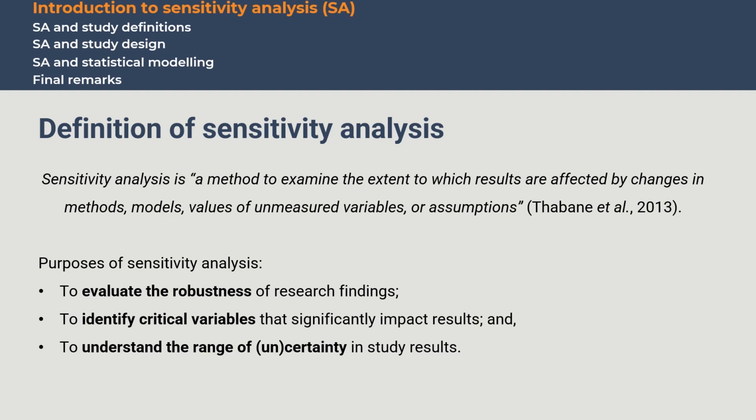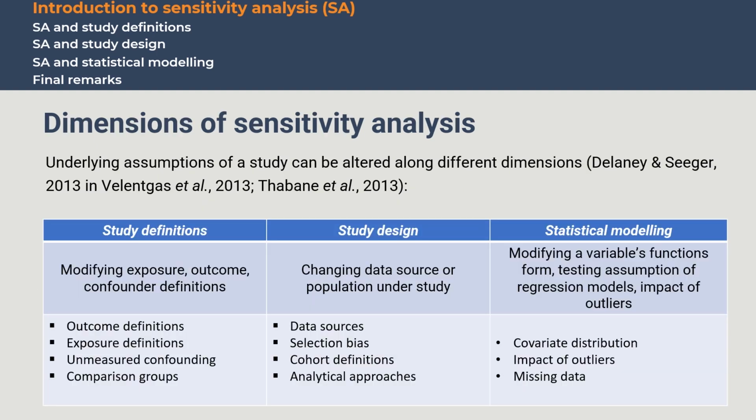Joseph Delaney and John Seeger, and Tavan and colleagues, define and mention multiple instances that may require sensitivity analysis, which are grouped in different dimensions or types of sensitivity analysis. The first dimension is related to the study definitions, and it is about modifying the exposure, outcome, and/or confounders. The second dimension is associated with study design, and it is about changing the data source or population under study.